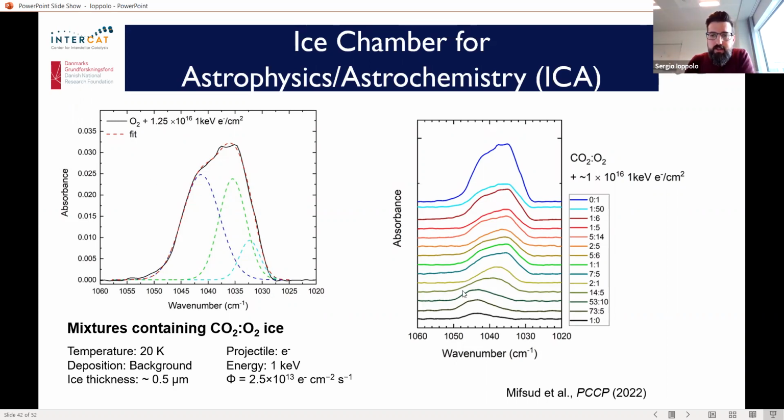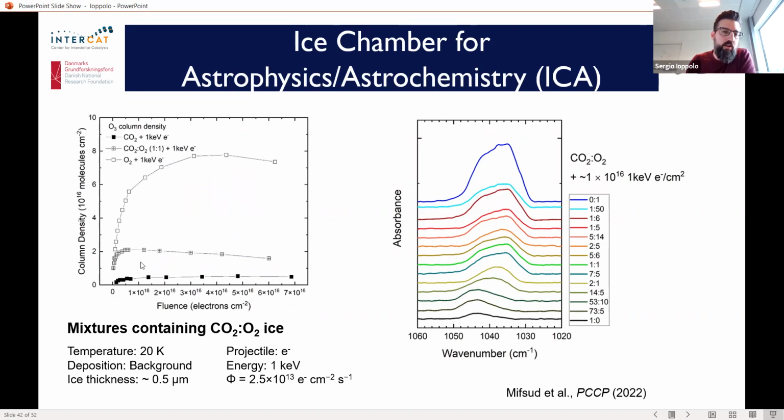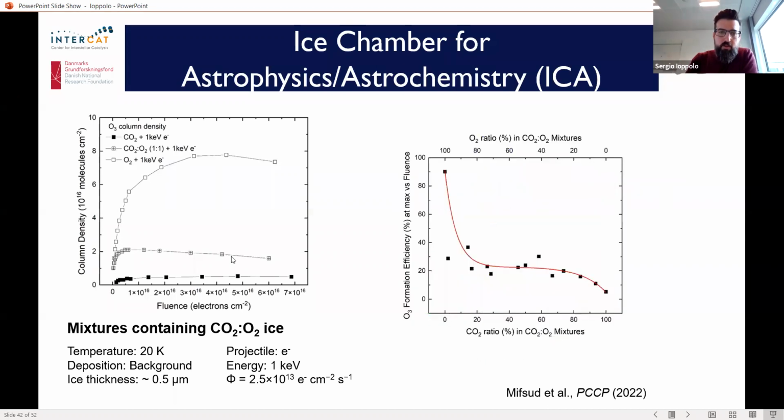What we see here is that the spectral profile changes drastically. So the environment also changes the profile of the absorptions of ozone, going from pure CO2 to pure O2. And also the column density, the amount that you form, is different. So in pure CO2, you form very little. In pure O2, you form a lot. And when you have 1-to-1, it's not in between. It's not exactly half of it, but it's less. So when we look at the efficiency, we saw that the efficiency of ozone formation drastically drops as soon as you put some impurity in the O2 ice.